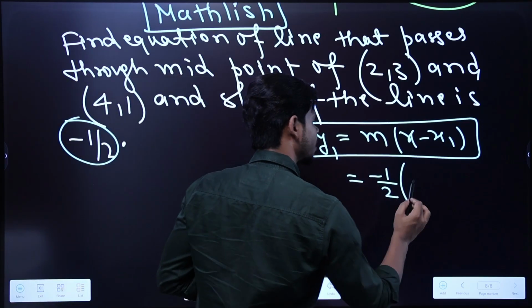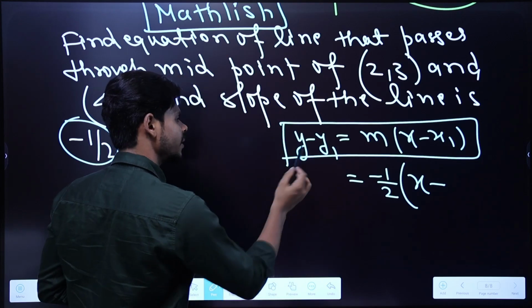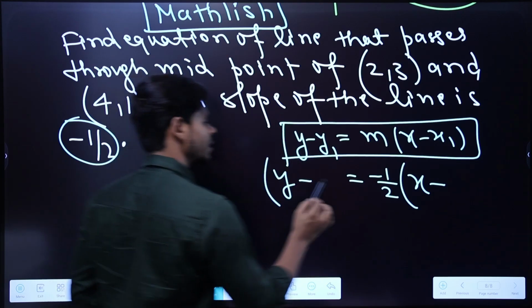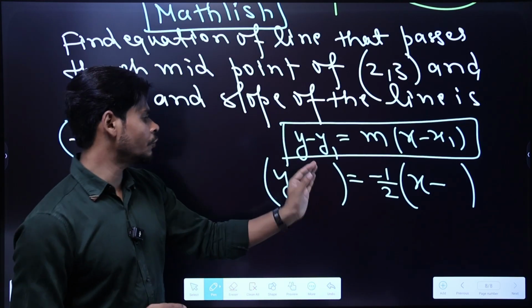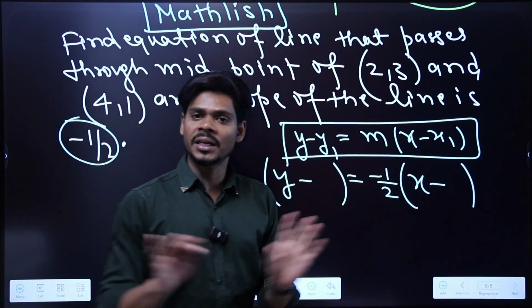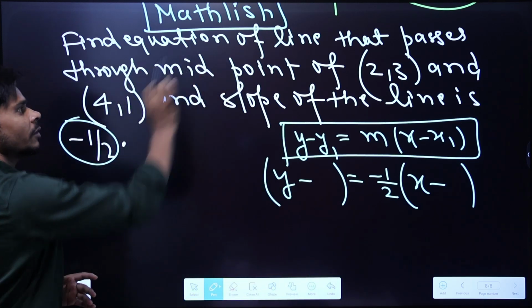And now let me tell you, x will be as it is, minus will be as it is, y will be as it is, minus will be as it is. The difference is you need to find here y1 and here x1, that's it. And what is x1, y1? You are given it over here.